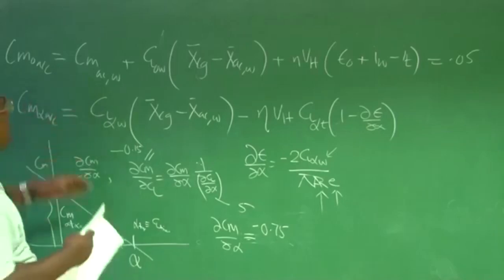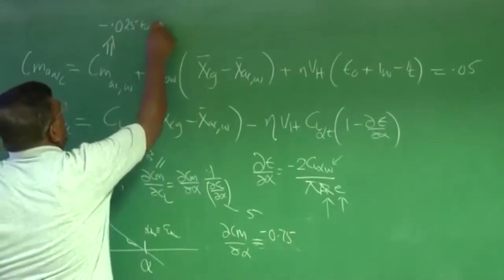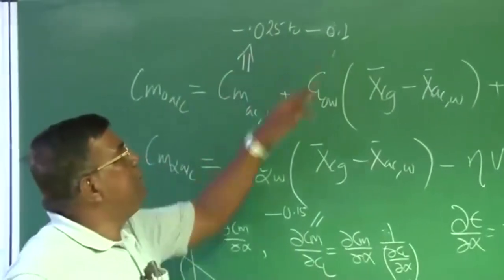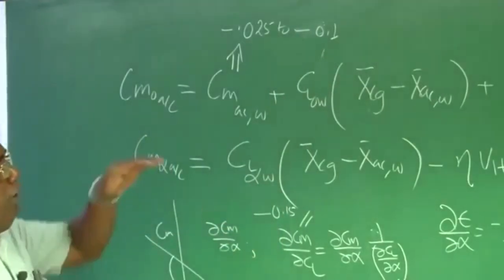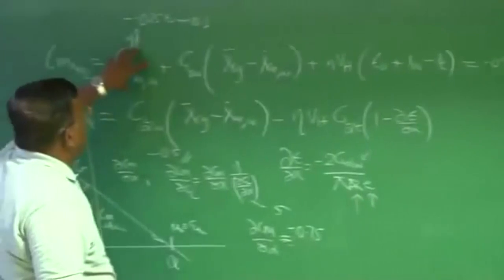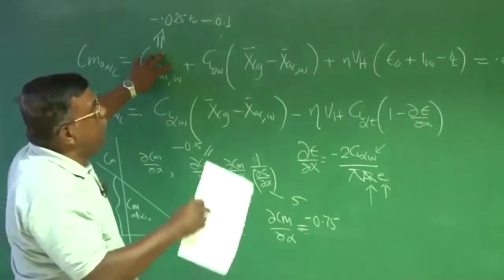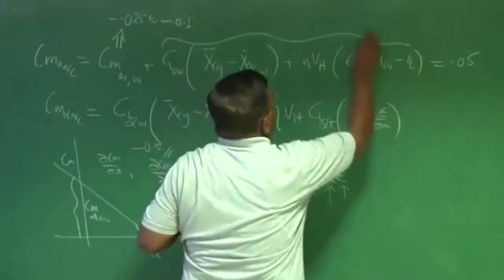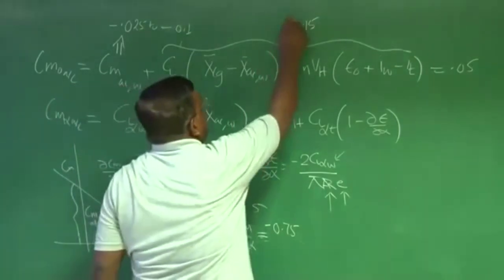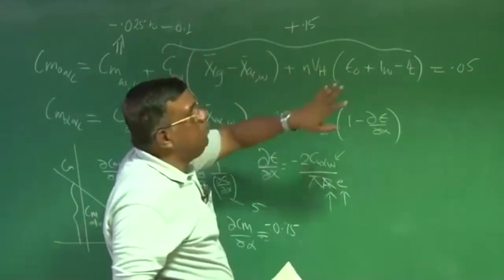So if you see this expression, if I put a cambered aerofoil, this term will be of the order of minus 0.025 to minus 0.08, or minus 0.1. If you take a very highly cambered aerofoil, the value will shift towards minus 0.1. So much of concentrated nose down moment. So if you want CM naught AC positive, you have to nullify this. That means if this is minus 0.1, let me take an extreme example, and if you require 0.05, the contribution from here should be plus 0.15. It should be a positive contribution. This is minus 0.1, and if this contribution becomes plus 0.15, then the total will be 0.05.